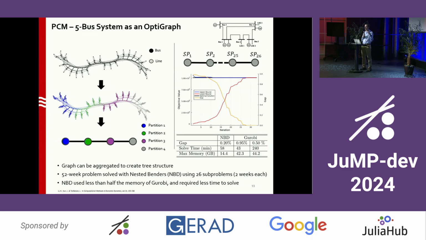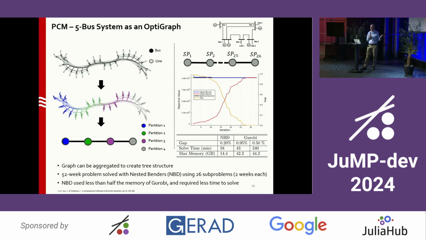This is for a single day. So we represented each bus and each line with a node. And you can see that originally the structure is not a tree, but you can partition and aggregate sections of your graph to create the tree structure you need. In the bottom right, you can see the results for this. NBD is nested Benders decomposition. The subproblems are solved with Gurobi, and then we solved the full problem without decomposition with Gurobi.